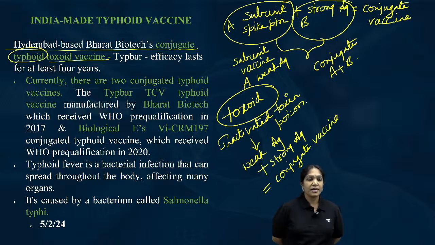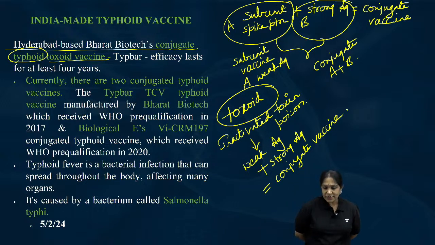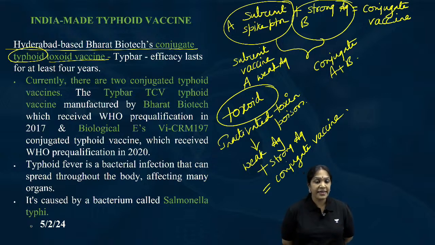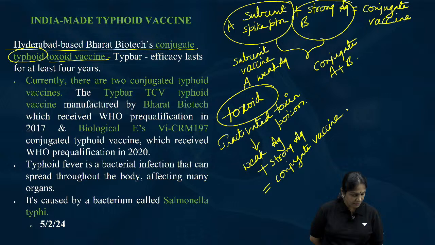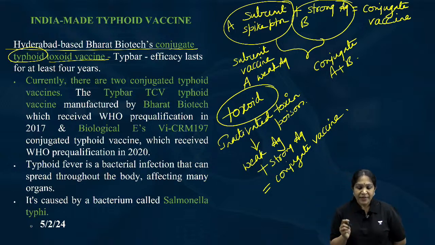Is it clear? All of you answer this question. What is the weak antigen in the case of typhoid? Very good. Toxoid. Very good.